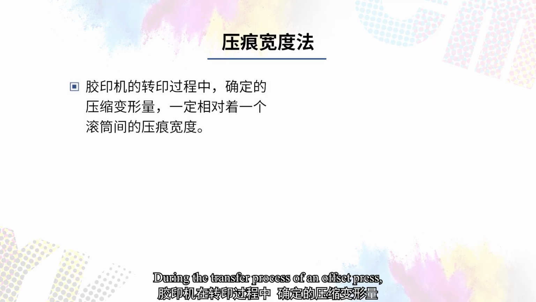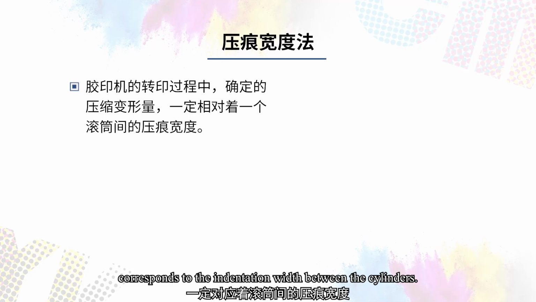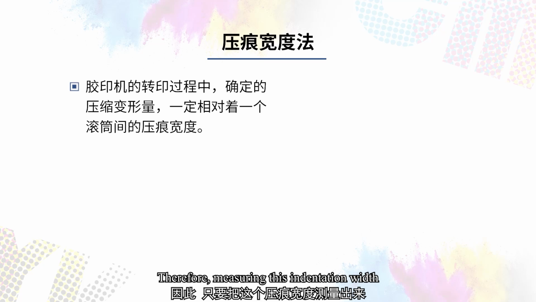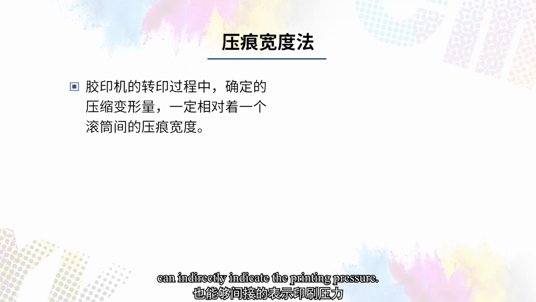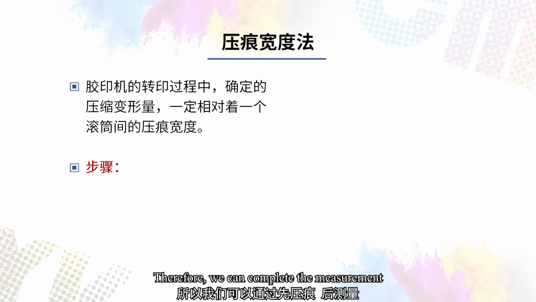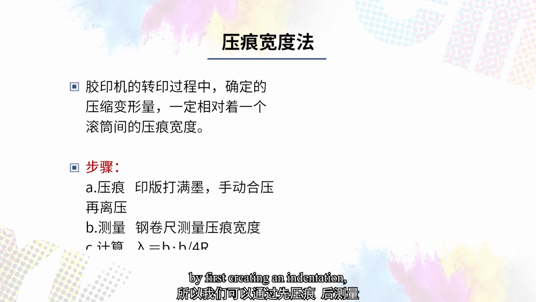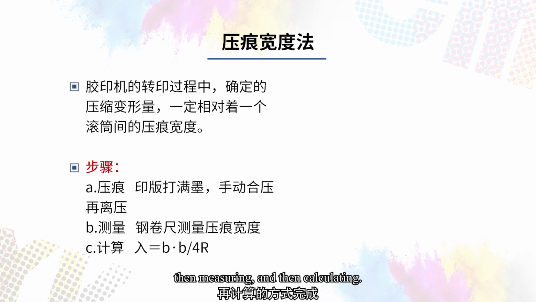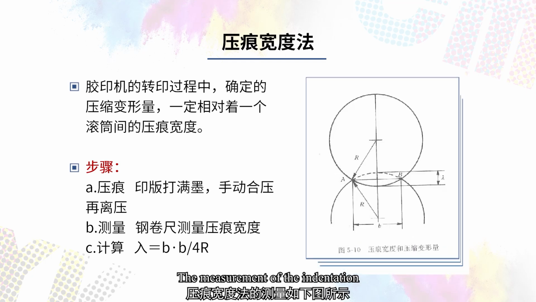The third measurement method is called the indentation width method. During the transfer process of an offset press, a specific amount of compression deformation corresponds to the indentation width between the cylinders. Therefore, measuring this indentation width can indirectly indicate the printing pressure. Therefore, we can complete the measurement by first creating an indentation, then measuring, and then calculating. The measurement of the indentation width method is shown in the figure below.